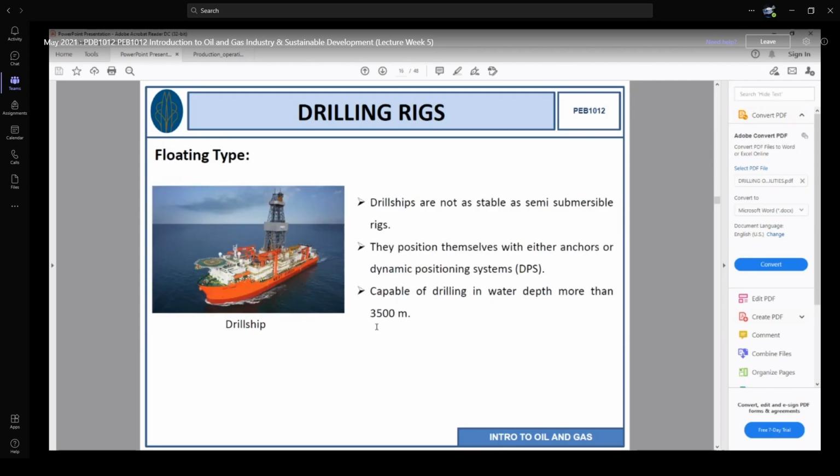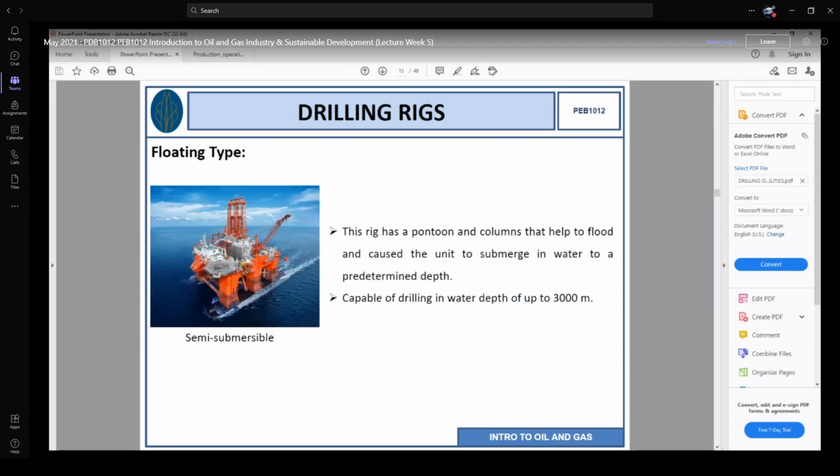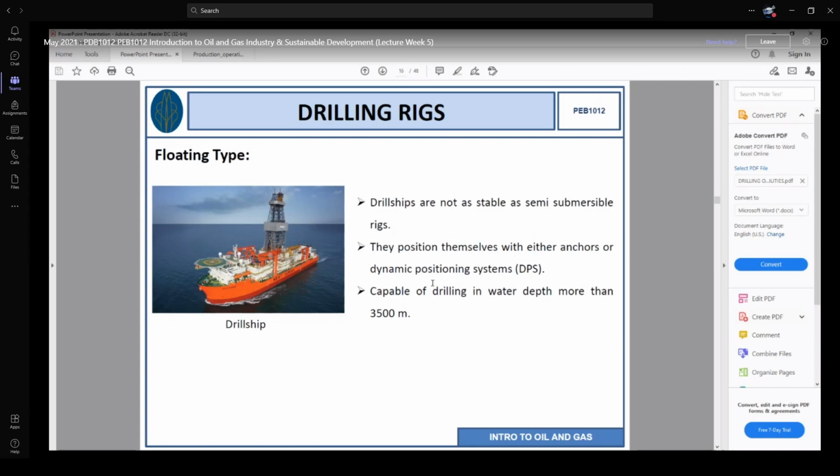Another floating type rig is the drill ship. Drill ships are not as stable as the semi-submersible rigs, but they are capable of carrying more drilling equipment and facilities. The semi-submersible cannot have more capacity of material or equipment on it, or storage capacity.